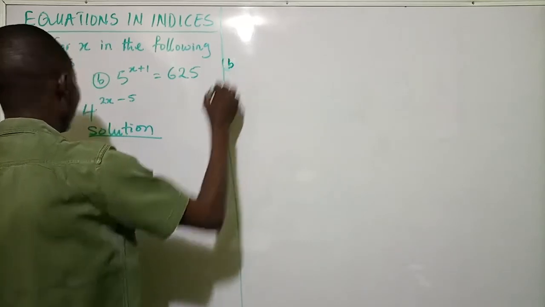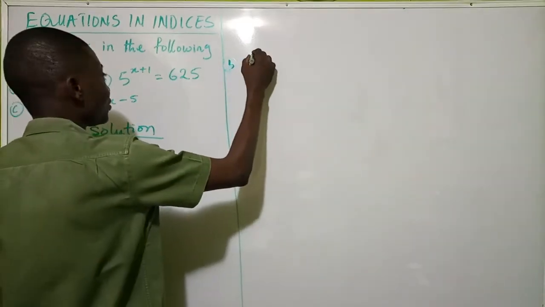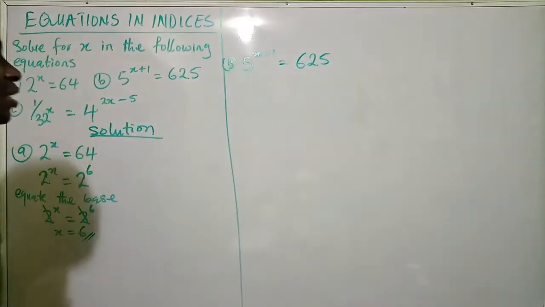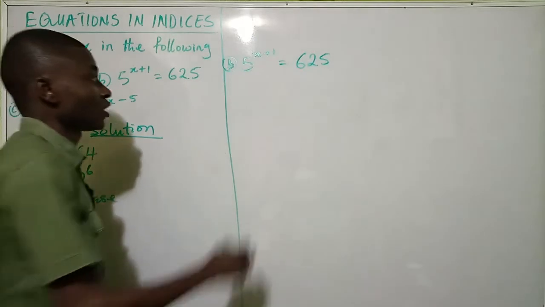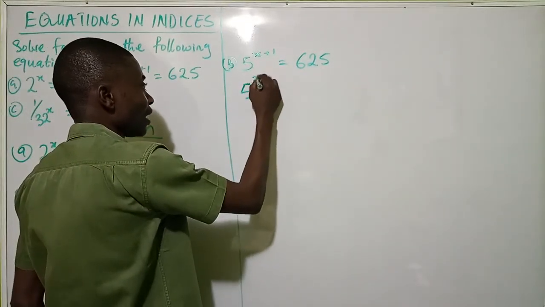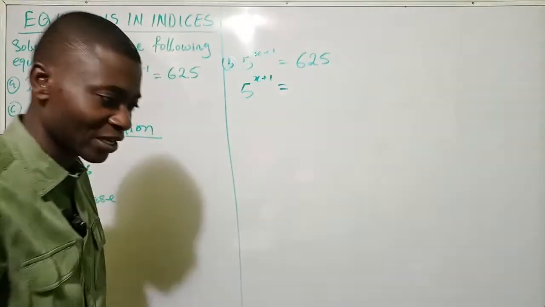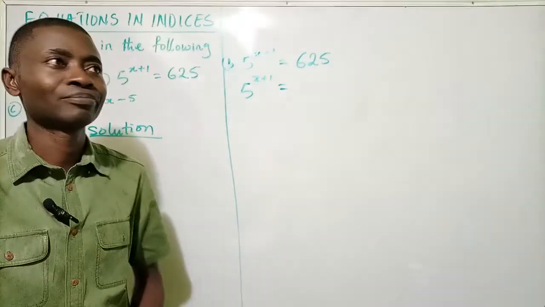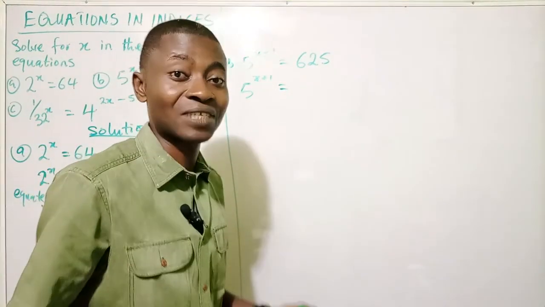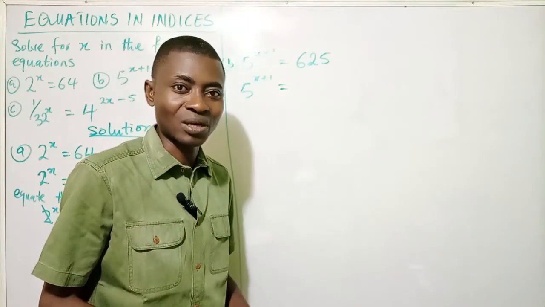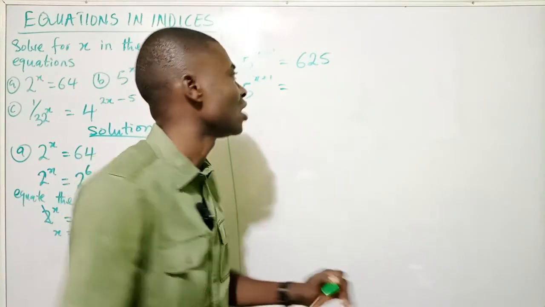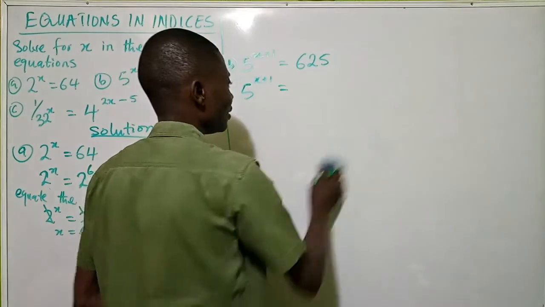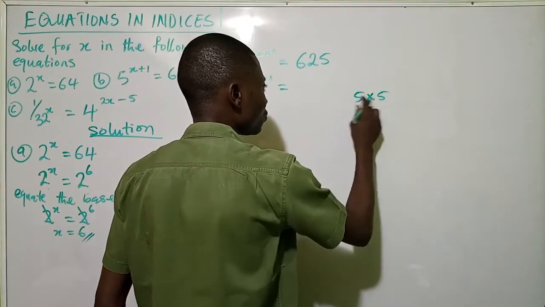That is B now. B says that 5 raised to the power of x plus 1 is equal to 625. Good. The same thing again. What we did here, that is exactly what we are going to do here. Now I ask myself again, what will I raise 5 to the power of so that my answer is 625? Let's check. Please, it's very important. Instead of just assuming, check. Don't just assume and write anything in a hurry. You fail it. So take your time, check, and be fast with it. You know that 5 times 5 is 25.